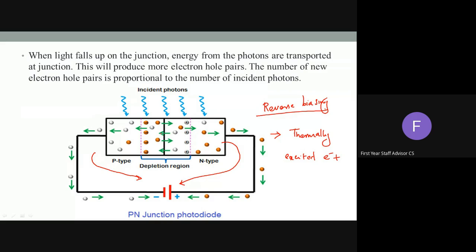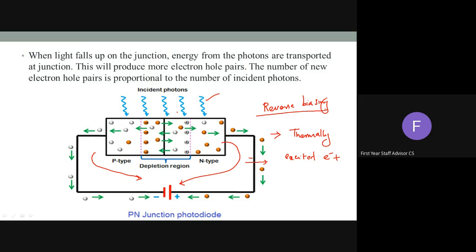Or we can say electron hole pairs are generated in the depletion region of a PN junction diode when light is incident on it. And if electron hole pairs are generated, then what happens? Then we can say the amount of minority current or the amount of current flowing through this circuit increases. So by measuring this amount of current, we can predict what is the intensity of light or what is the amount of light which is fallen on depletion region.